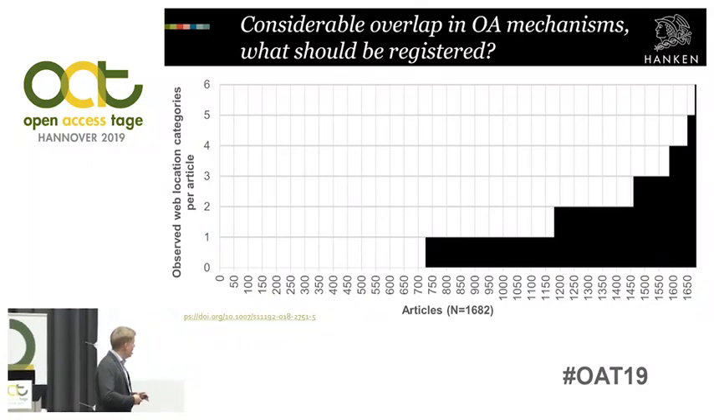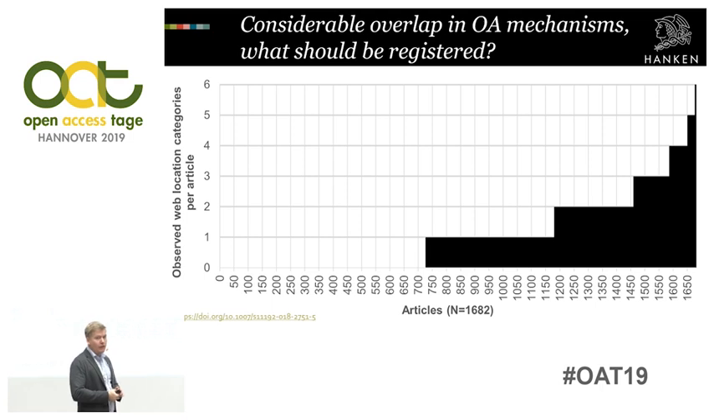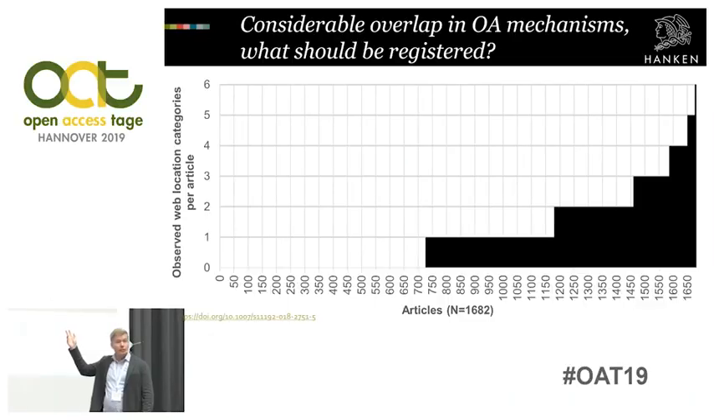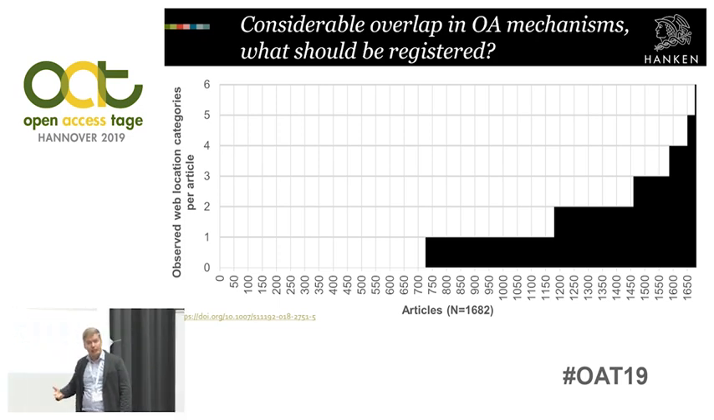Then this is an image from a study I did a couple of years back, where I looked at ethics research and 1,600 articles within ethics research, looking at where they are available on the web. What different web locations can I find these articles on? And like most other open access studies, about half of the articles were available at least in one location as open access. But quite many of the articles were available in multiple locations as multiple different versions.